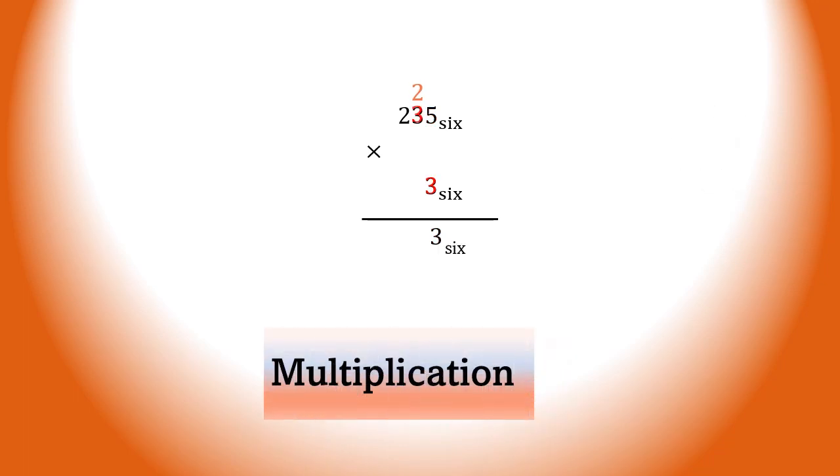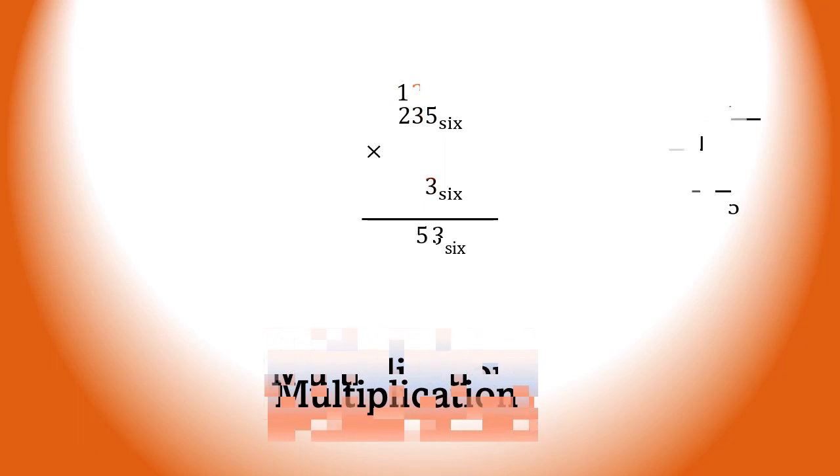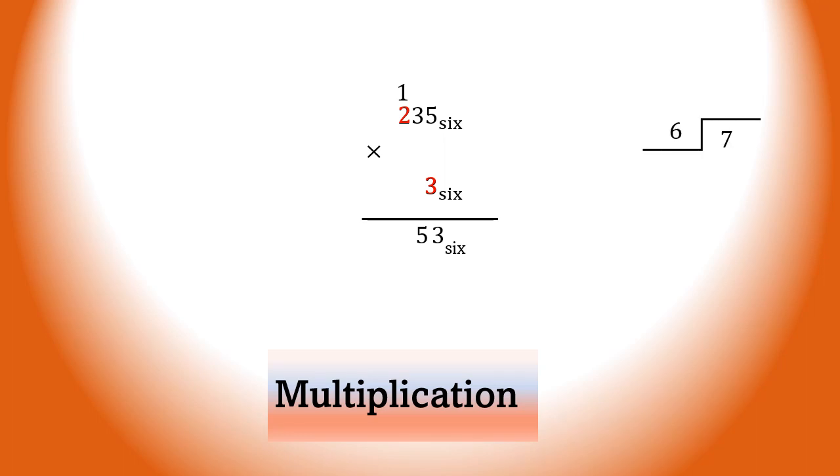Now 3 times 3, that's 9, plus 2, that's 11. So we're going to divide 11 by 6. The quotient is 1, so we always carry the quotient, and the remainder is 5. Now 2 times 3, that's 6, plus 1, that's 7. So 7 divided by 6, the quotient is 1, and the remainder is also 1. So first we write the remainder, then the quotient.